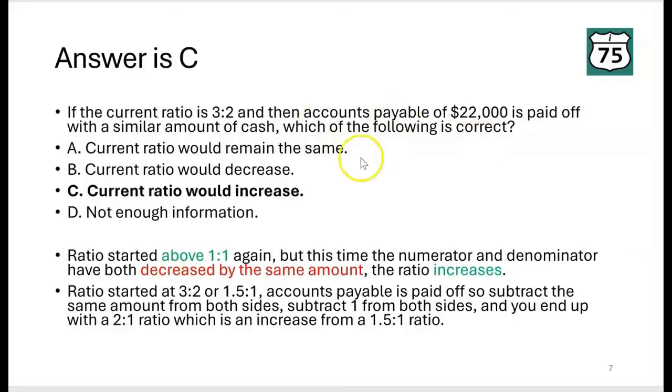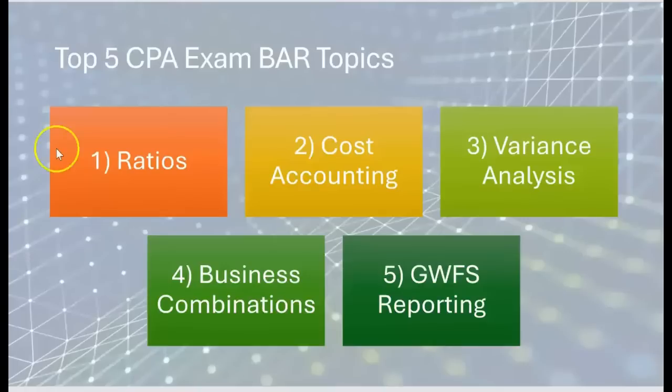So this ratio question wanted to know what happens if the current ratio is 3 to 2 and accounts payable of $22,000 is paid off with a similar amount of cash. Which of the following is correct? The ratio would increase, and that would be any ratio. Doesn't have to be the current ratio, could be the quick ratio, could be any ratio. If you subtract the same amount from both sides and you started above 1 to 1, that ratio is going to increase. All right, that's ratios.